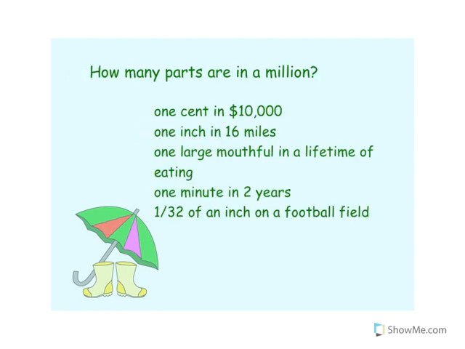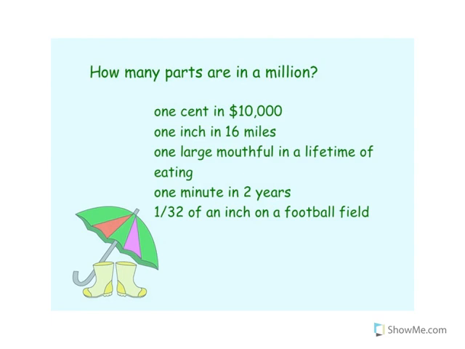So let's first take a look at parts per million. Before we get into that, we need to know, how many parts are there in a million? To give you some examples, 1 cent in $10,000, that's 1 part in a million. 1 inch in 16 miles, that's 1 part per million. 1 large mouthful in a lifetime of eating, 1 part per million. 1 minute in 2 years, 1 part per million. And 1/32 of an inch of a football field, that's a part per million. So this is really, really, really small.